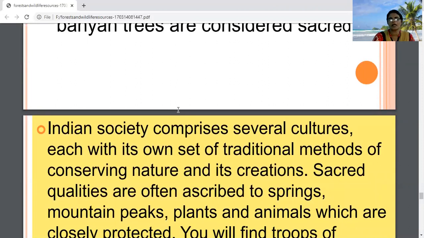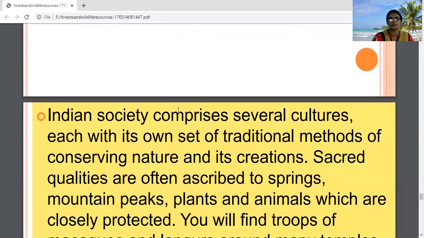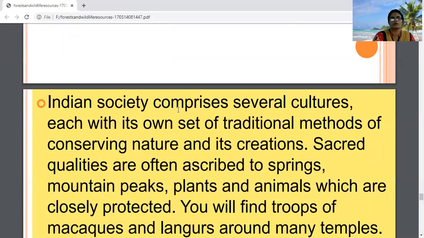Indian society comprises several cultures because we live in a land of multi-culture. That different culture is our beauty. We accept and admit different cultures and diversity, and we practice living in harmony. We accommodate cultural diversities, differences, languages, relief features, and living styles of different people in different parts of the country, each with its own set of traditional methods of conserving nature and its creations.